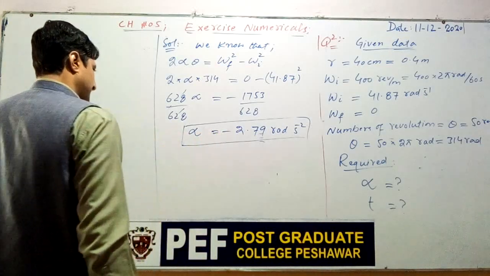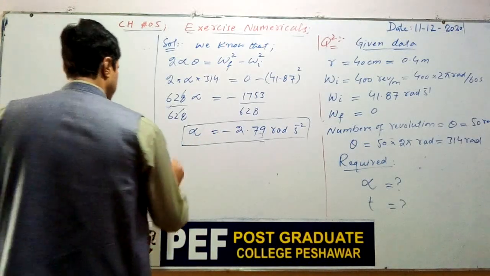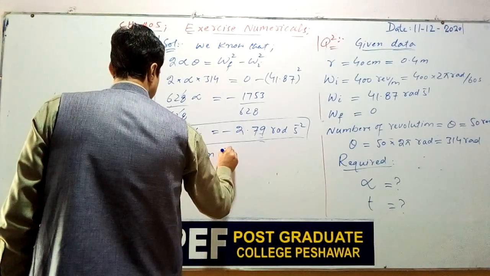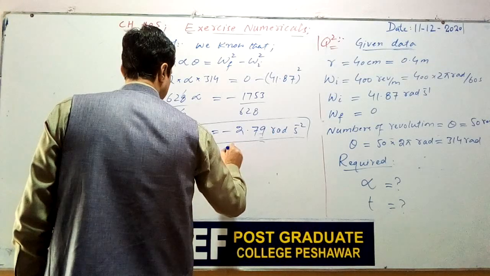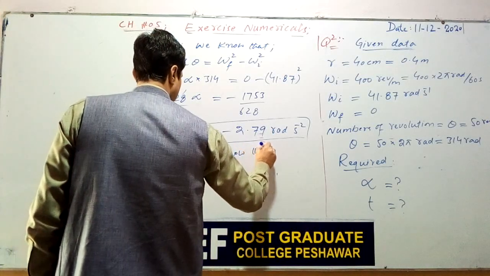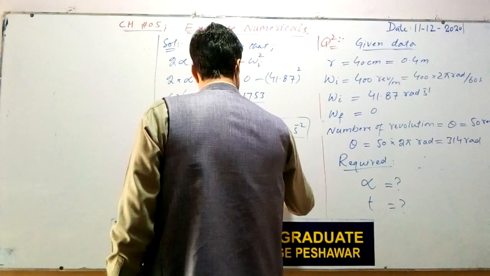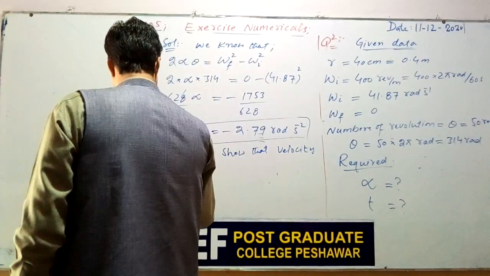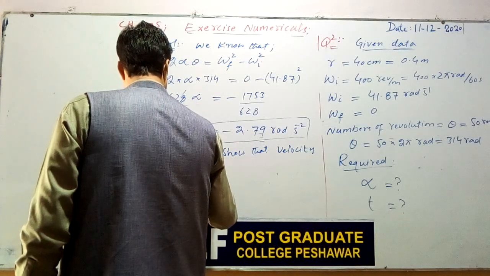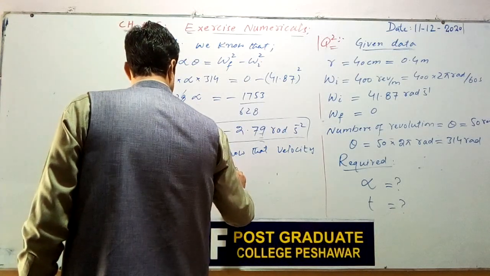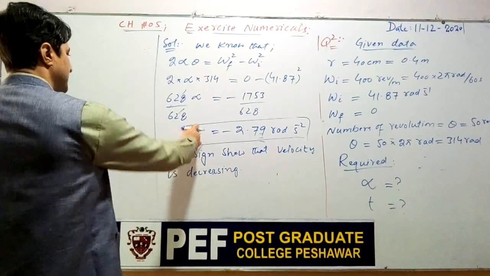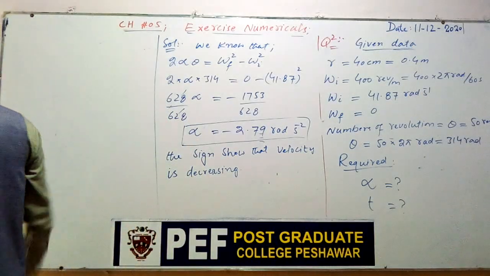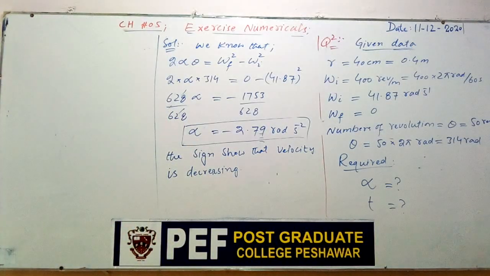What does this negative sign represent? The negative sign shows that speed or velocity is decreasing. The object's velocity decreases, so deceleration is produced in this object. After that we have to calculate the stopping time. How to calculate the stopping time?